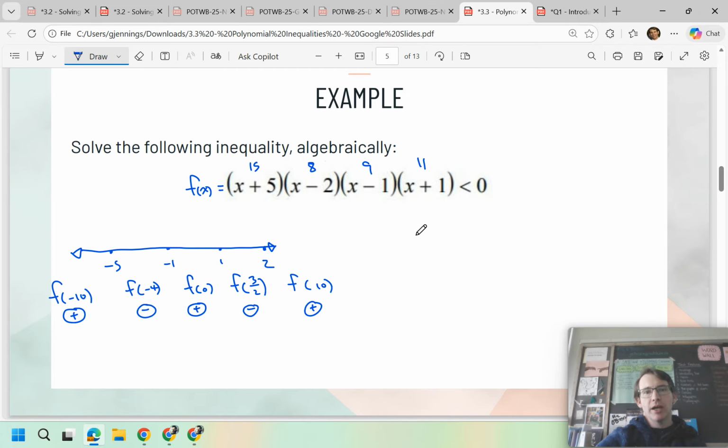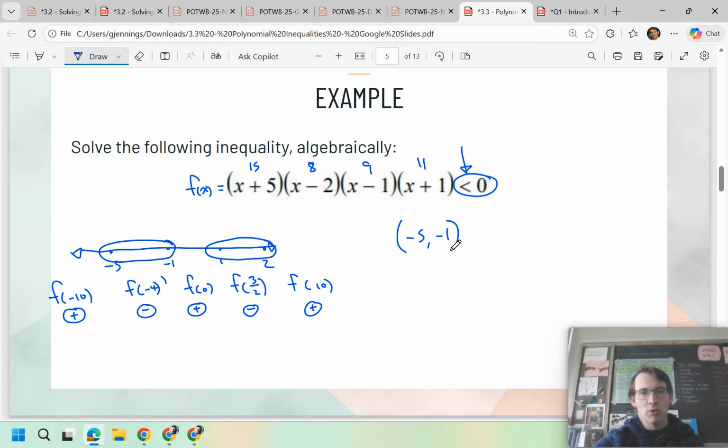Okay. So now, I want this thing to be less than 0. So where is f of x less than 0? In this region here and in this region here. Okay, non-inclusive because we're not including. So I have here minus 5 to minus 1, and the union of that with 1 and 2.